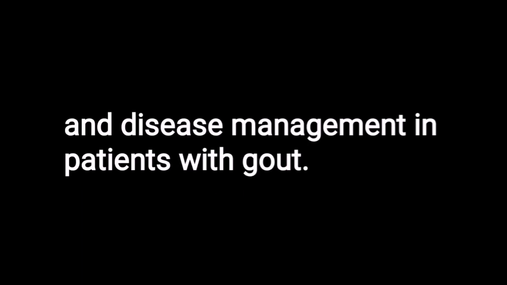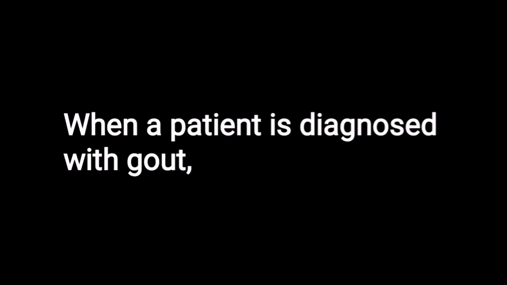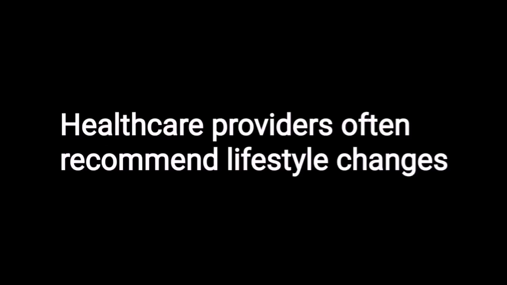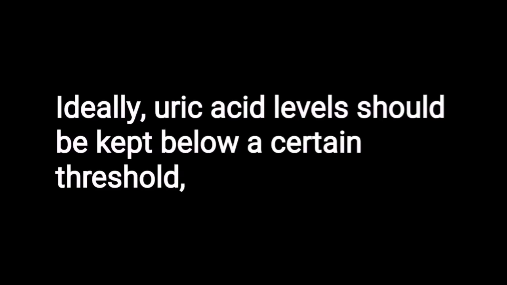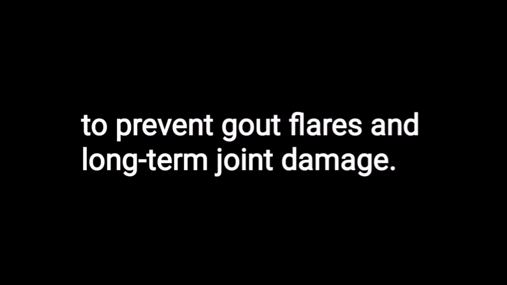Monitoring treatment and disease management. In addition to diagnosis, uric acid levels are used to monitor treatment effectiveness and disease management in patients with gout. When a patient is diagnosed with gout, healthcare providers often recommend lifestyle changes and medications to lower uric acid levels. Regularly measuring uric acid levels helps determine whether these interventions are working. Ideally, uric acid levels should be kept below a certain threshold, usually around 6 mg/dL, to prevent gout flares and long-term joint damage. If uric acid levels remain elevated despite treatment, it may indicate the need for a change in the treatment plan.